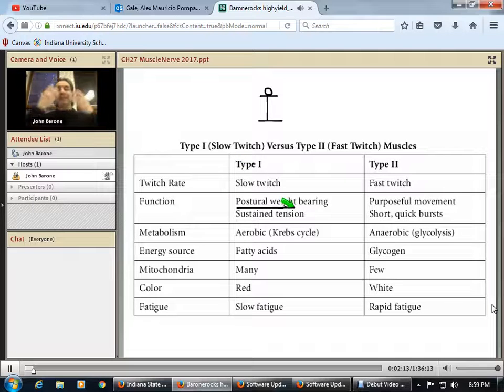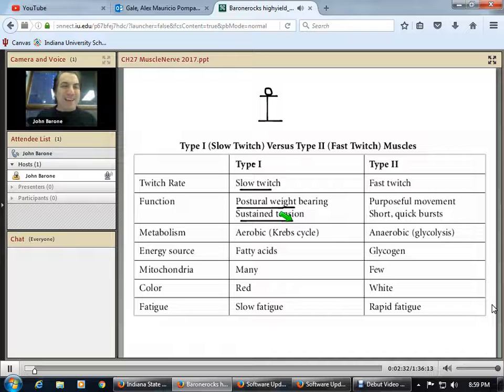Now I can stand all day. I'll wait for your answer. Is it going to be slow twitch or fast twitch if I can stand all day? It's going to be slow twitch. If it was fast, you'd poop out. So type 1 are slow twitch fibers. They give you slow, sustained contraction so I can keep this posture all day.